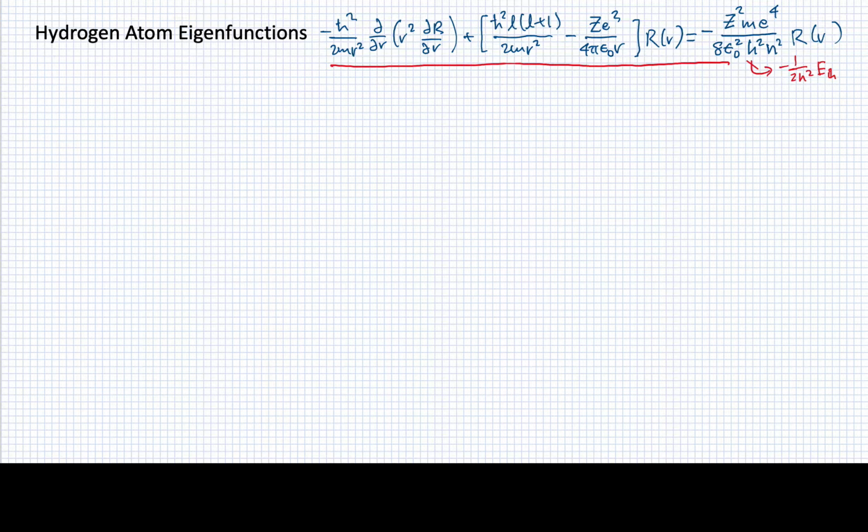eigenvalues over here on the right hand side, and remind you that these can be written more simply as 1 over 2n squared times the energy, the Hartree energy. But this is basically the equation that we're talking about the solutions for. But what I want to deal with now are the actual eigenfunctions for this equation. Now I'm going to write this down, and I'm going to beg your indulgence because these functions look a little bit complicated, but we'll talk about ways that we can simplify what they say.